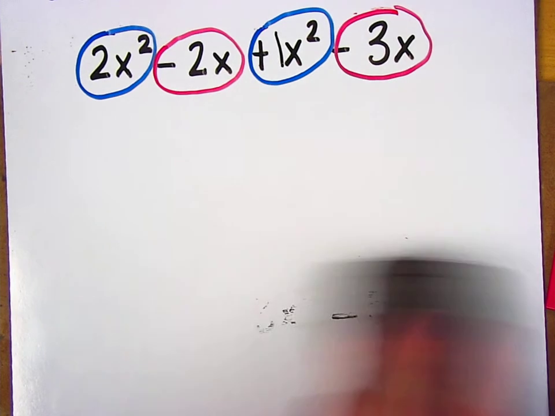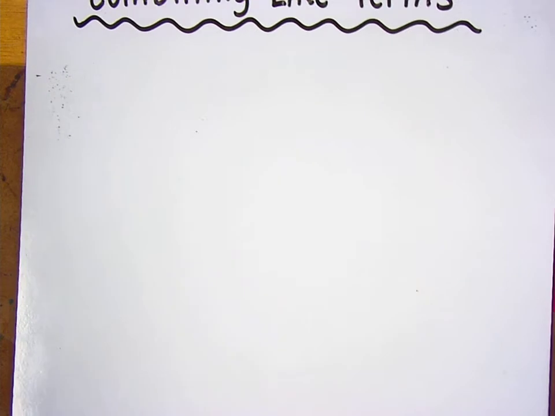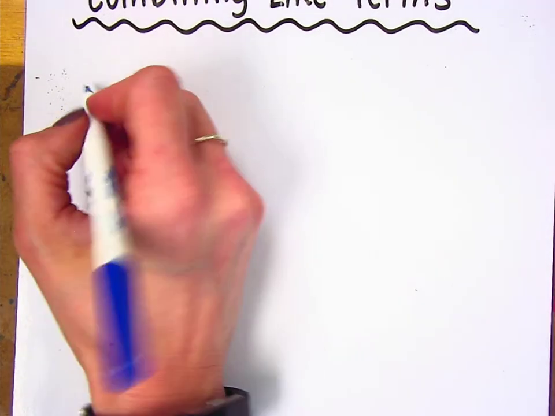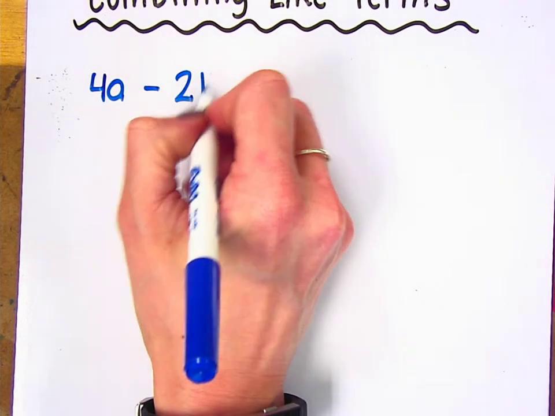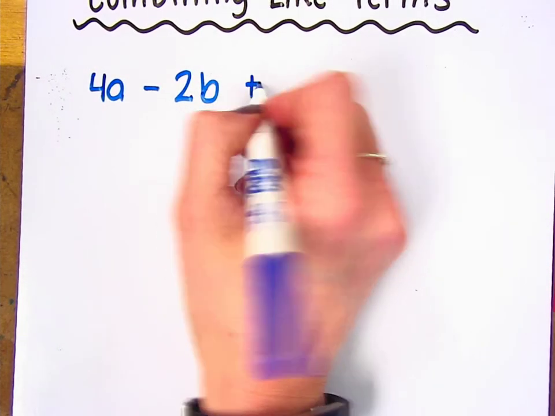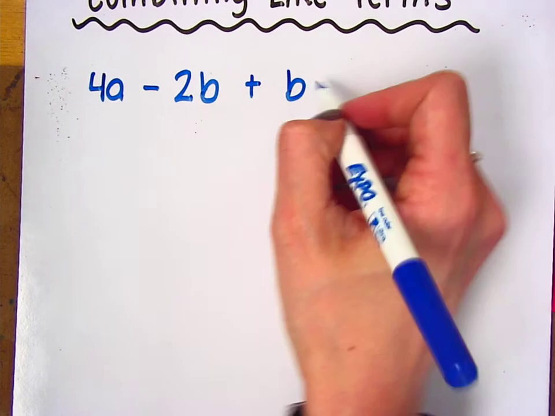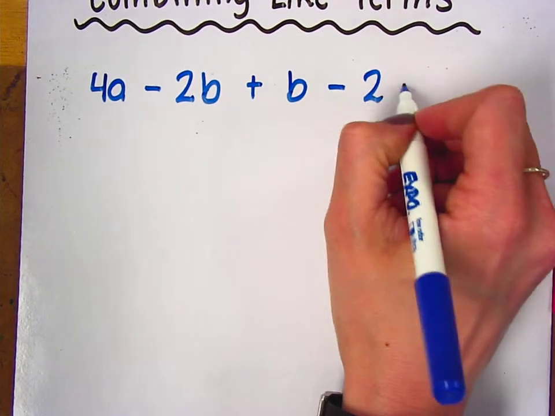Now we'll take a look at how to represent this procedurally without those algebra tiles. So we're going to take a look at the example 4a minus 2b plus b minus 2a.